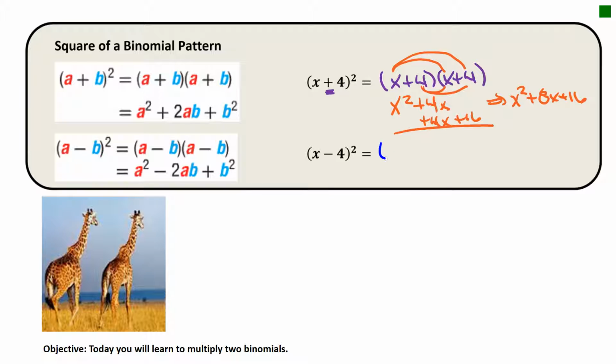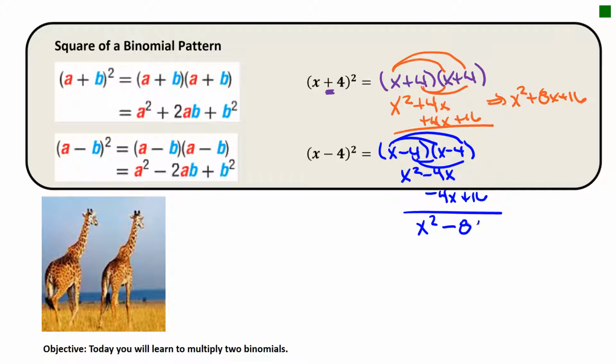X minus 4 quantity squared means write it twice. And then when we FOIL, x times x is x squared. Distribute, sorry. X times negative 4 is minus 4x. That's a negative 4x. That's a positive 16. So we get x squared minus 8x plus 16.